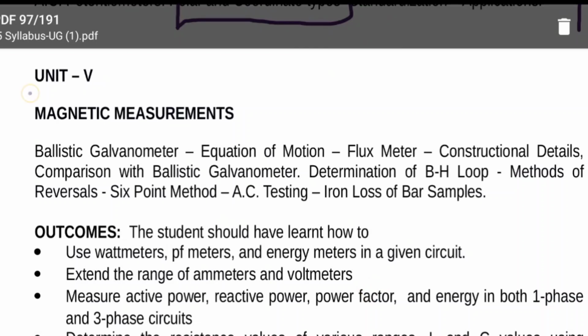Coming to magnetic measurements, unit 5, how to prepare magnetic measurements. It is very simple chapter. You can easily get full marks, 10 marks, because it's a totally diagrammatic manner. Whatever be the question, 10 marks question from unit 5, you have to represent diagram, flux meter diagram, ballistic galvanometer diagram, that is also important.